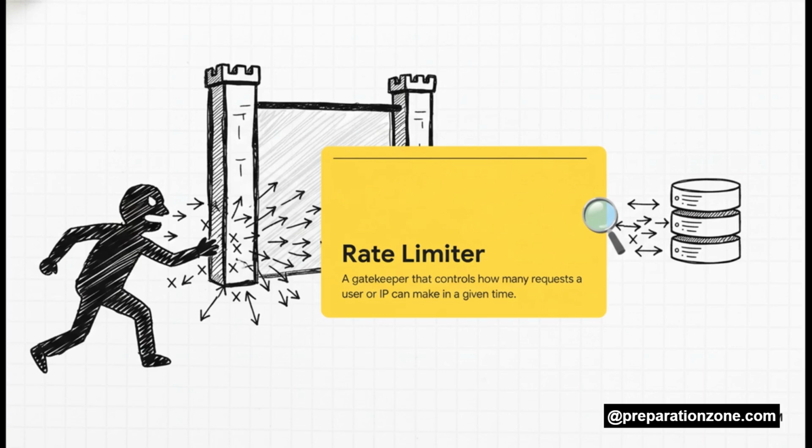As our system gets bigger, we need another gatekeeper, the rate limiter. This thing is so essential for security and stability. It prevents denial of service attacks, and it stops that one noisy neighbor, one super active user, from hogging all the resources and crashing the system for everybody else.